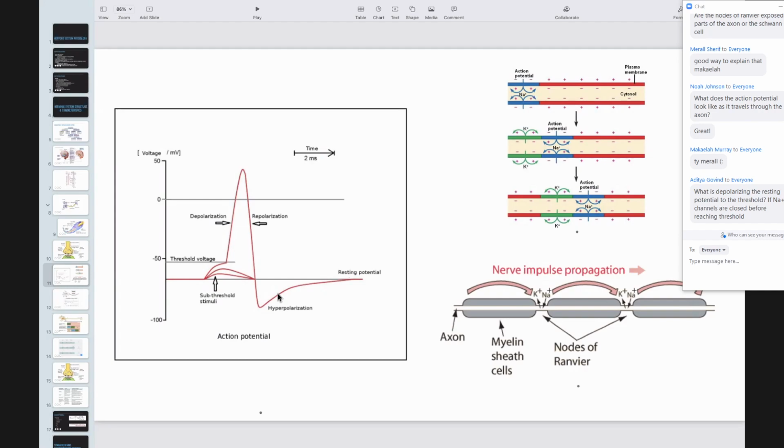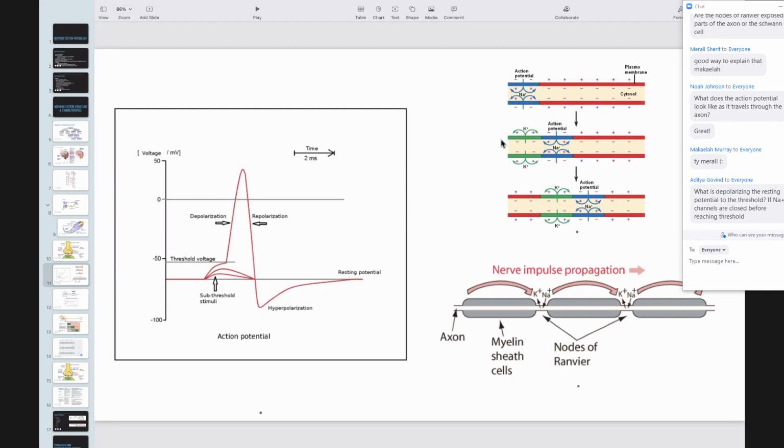There's a question: what is depolarizing the resting potential to the threshold if sodium channels are closed before reaching that threshold? Yeah, so we're going to get that shortly. That's where the signals, the excitatory and inhibitory postsynaptic potentials, are coming in, and I have that on the next slide. But for right now, let's say we are at the axon hillock, and we do have a depolarization. The electrical properties of that membrane changed enough to hit that threshold.